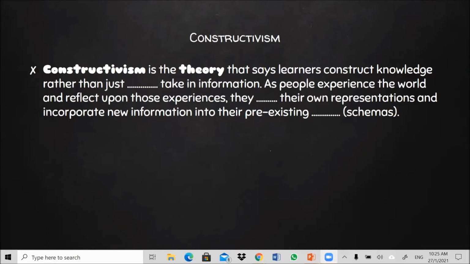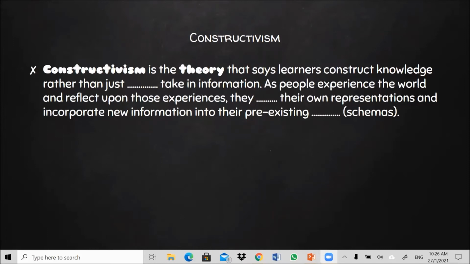So rather than them listening to you talking, they actually construct the knowledge themselves. Okay, they don't just passively take information, they process the information. As people experience the world and reflect upon those experiences, they something their own representation. They create. They create is a good answer, and I think it's the right answer. Or they construct. You could use construct or create their own representation and incorporate new information into the pre-existing knowledge. Yes, knowledge. Okay, good answer.